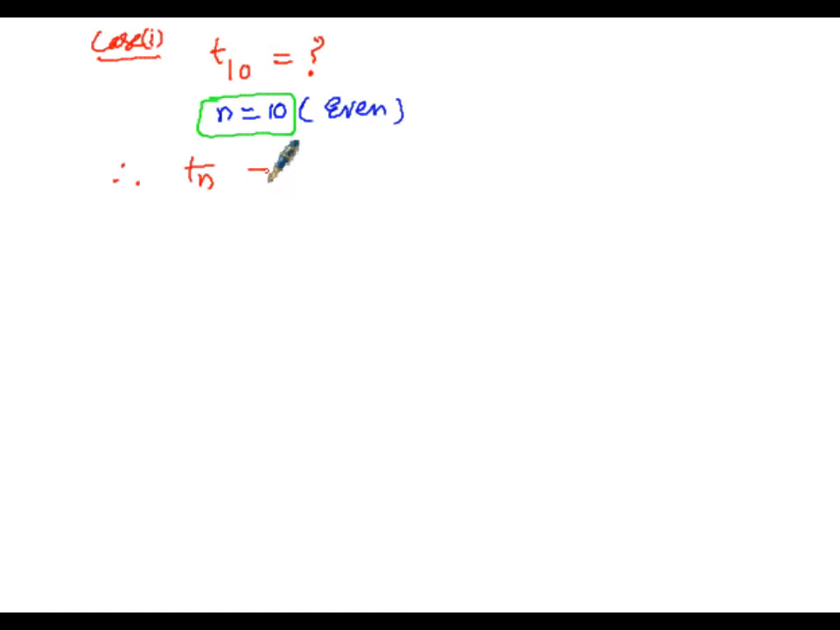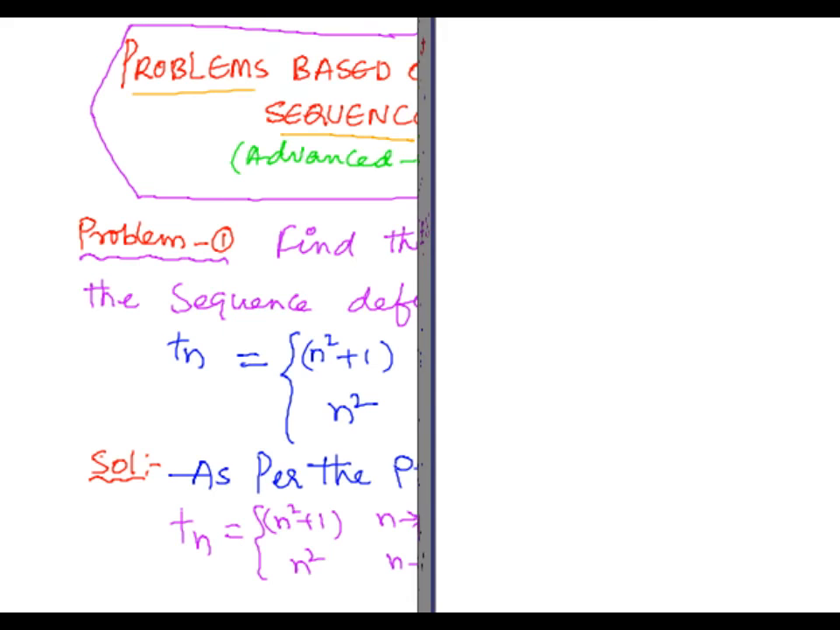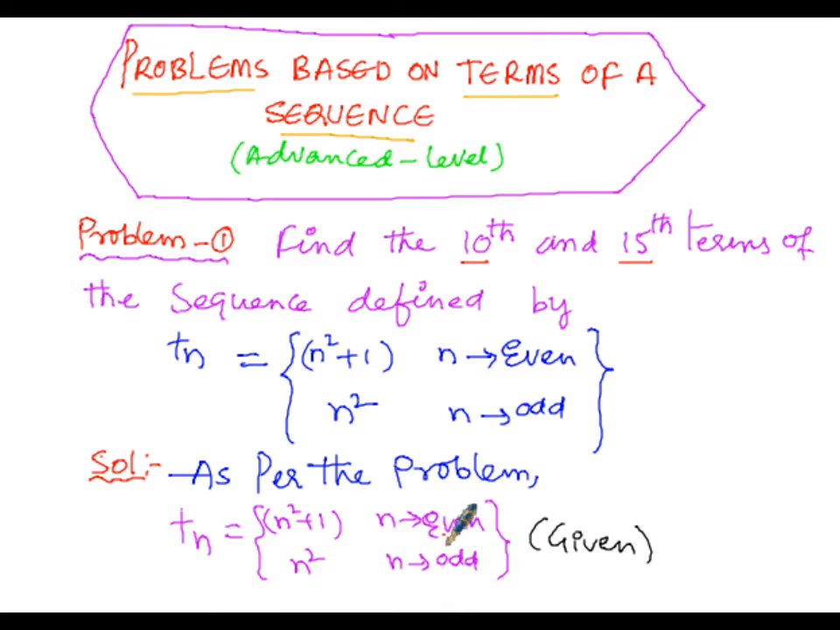In the first case, that is case number 1, we have to find the 10th term, denoted by T10 equals question mark. Here n is equal to 10, which is an even number. Since n is 10, an even number, as per the problem the nth term will be n square plus 1.